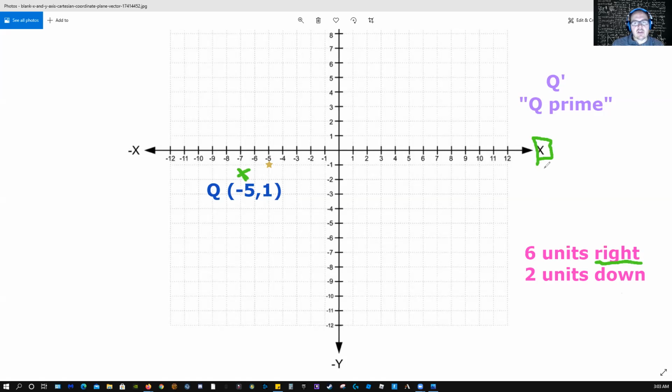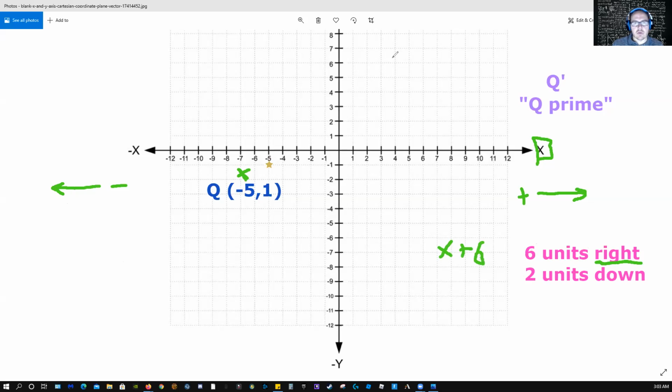X values can change left and right. If you add, that means the x value is going to go to the right. If you subtract, that means your x value is going left. So when it says 6 units to the right, that means we're going to take our x value, and we're going to add 6 to it. That's what that means.